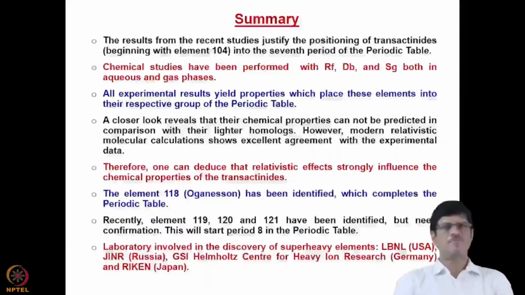Subsequent experiments with element 118 have also been carried out, and recently elements 119, 120, and 121 have been identified but need confirmation. This will start period 8 in the periodic table. These studies are mostly carried out at the Lawrence Berkeley National Laboratory, USA, the Dubna lab in Russia, the GSI lab in Germany, and also RIKEN, Japan.